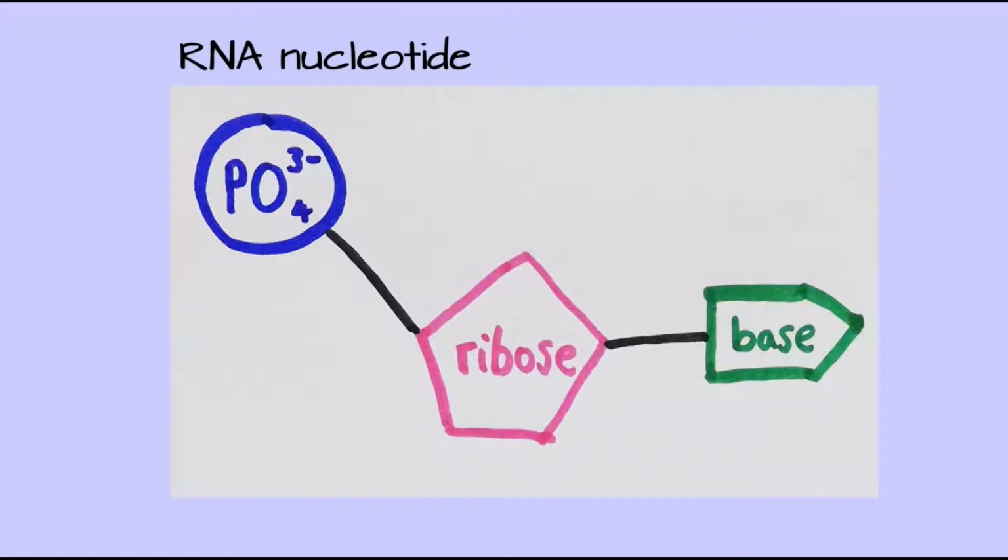RNA stands for ribonucleic acid. RNA comes in a variety of different forms, and we'll look at that further when we do protein synthesis. But for now, let's look at the structure of an RNA nucleotide. RNA also has a pentose sugar in the middle, but it's called ribose. There is a phosphate group on one side, just like in DNA, and on the other side is the base. RNA has the bases adenine, cytosine, and guanine, but instead of thymine, it has uracil.